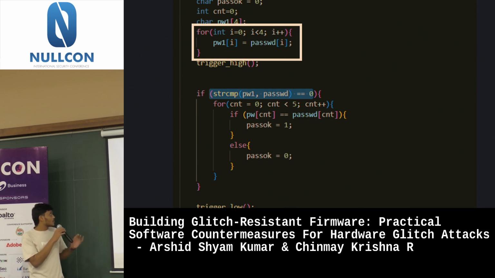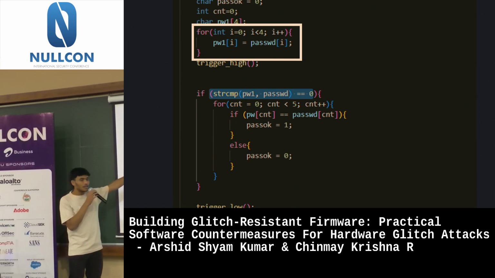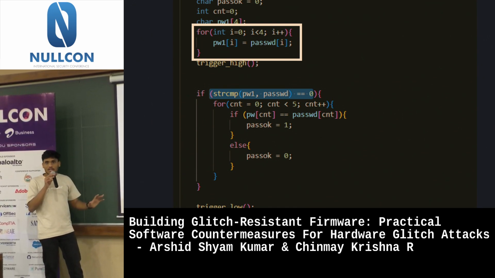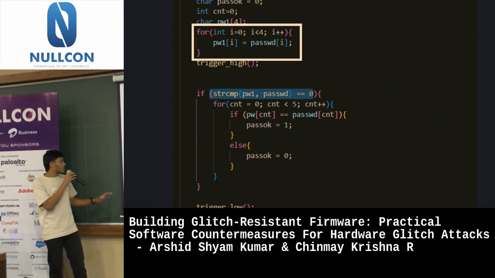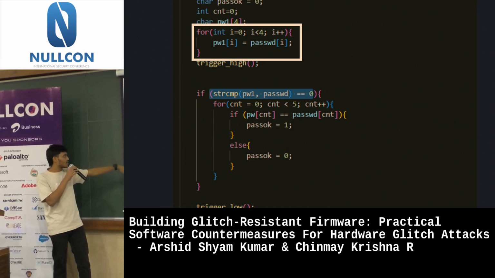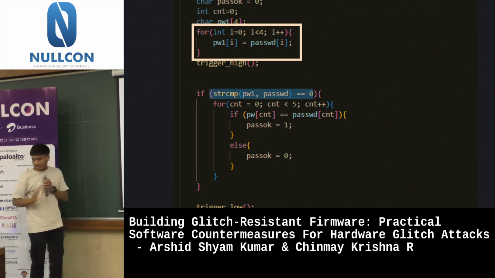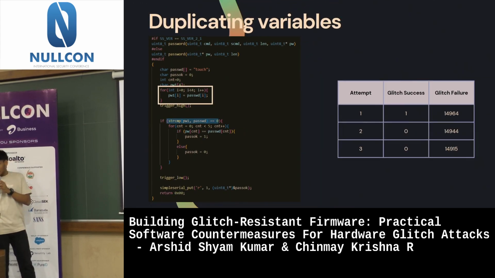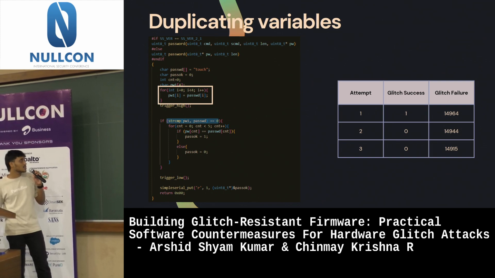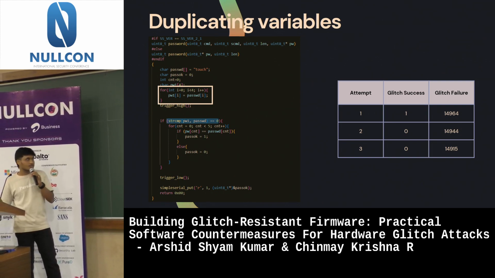So if one of these variables gets manipulated and we run a string compare later, when the glitch is triggered we know that there's a glitch. And if there's a glitch, we will not let you even enter the password checker critical section. Even this tremendously reduces the success rate of our glitch attacks. Even this shows like 1, 0 and 0. So it's much lower than the simple password checker.